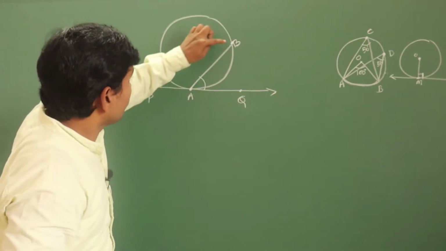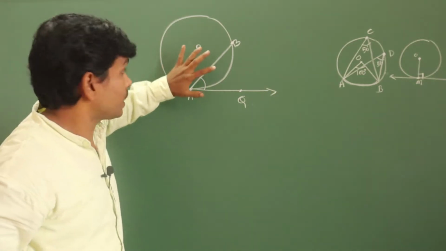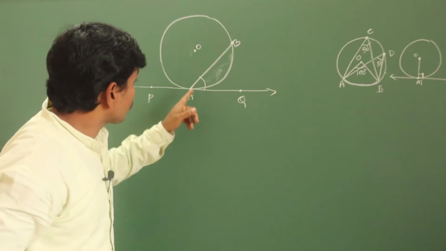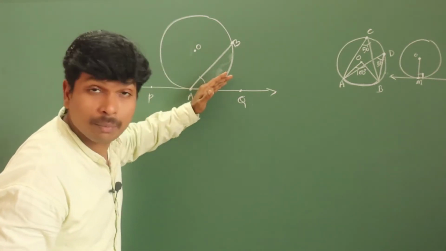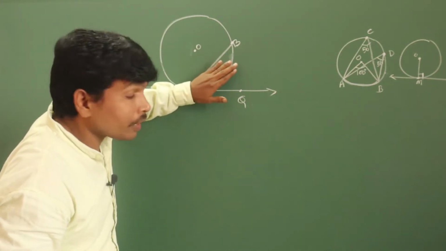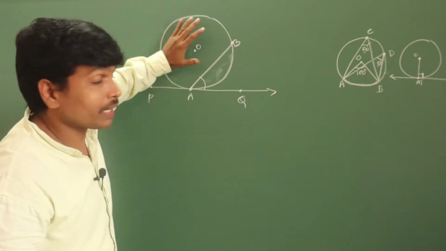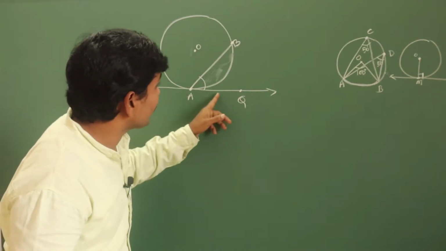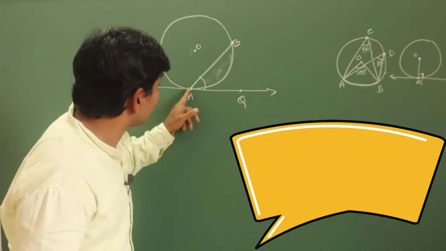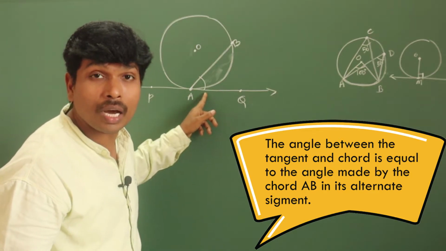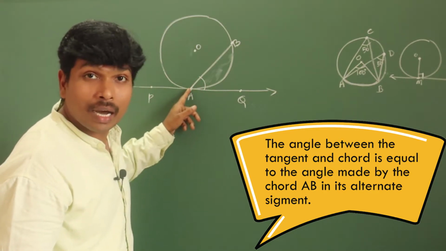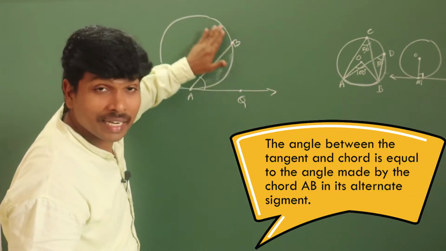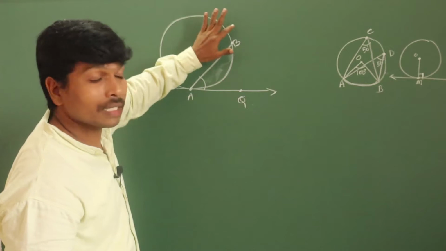In fact, observe, this chord AB divides the circle into two segments. This is the major segment, this is the minor segment. So this angle is on which side? Minor segment side. The alternate segment to the minor segment is the major segment. These two are called alternate segments to each other. So the angle between the tangent and chord is equal to the angle made by the chord AB in its alternate segment. So this is your alternate segment.